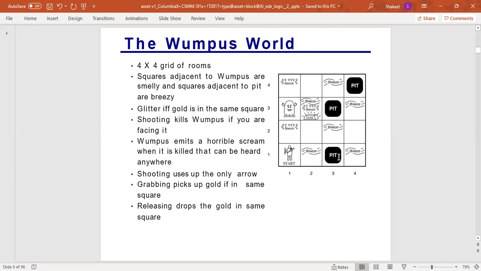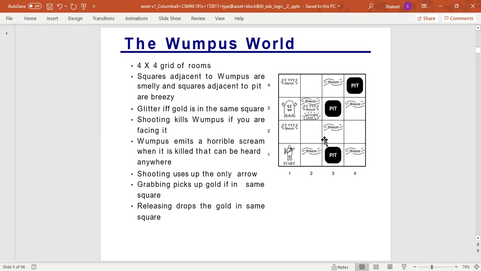So squares that are adjacent to a Wumpus have some stench smell. So we have a stench here and here. Because the cells are close to a pit, such as these two, these three rooms have some breeze. This is what the pit emits.